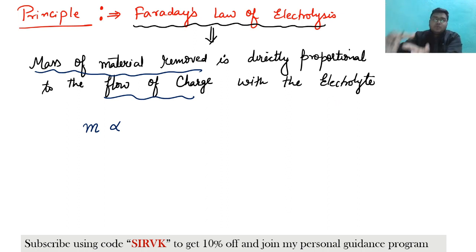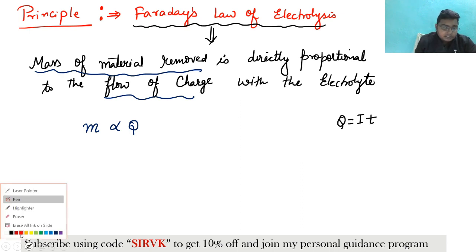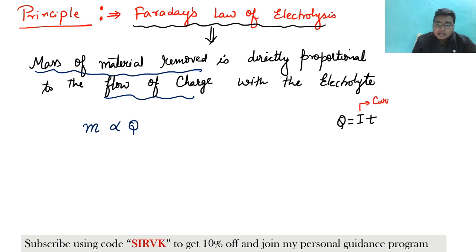That means the more charge flows in the electrolyte, the more mass you remove. So m is proportional to Q, where Q is the charge and m is the mass of material removed. From our prior knowledge, Q is equal to I into T, where I is the current and T is the time. If you pass current for some time, the charge will flow in that period. That is the meaning of Q equal to IT. So I can replace Q with IT and write that m is proportional to I into T, where I is the current and T is the time.